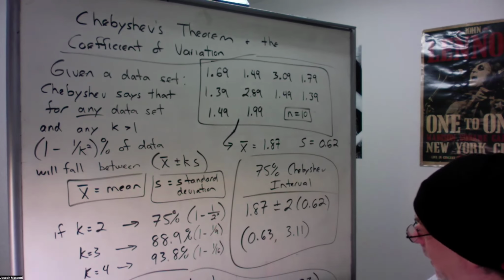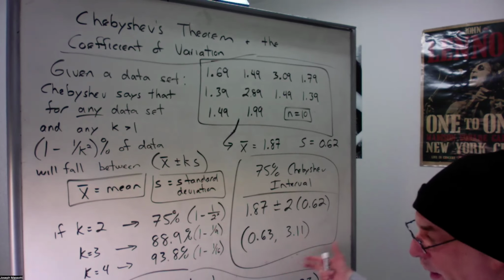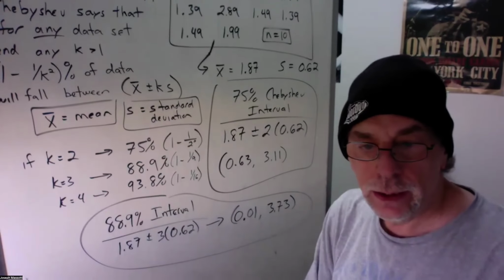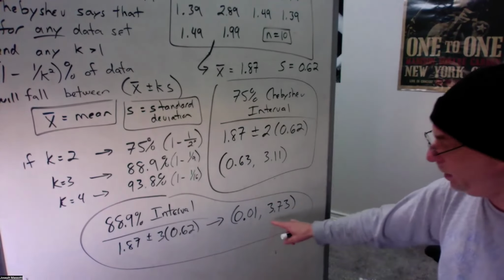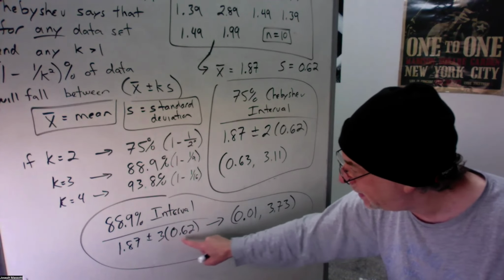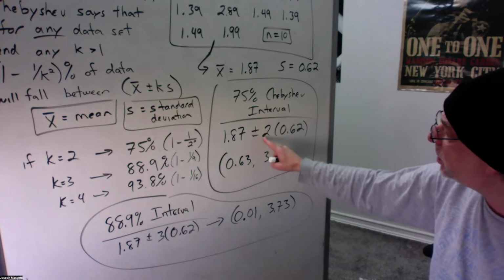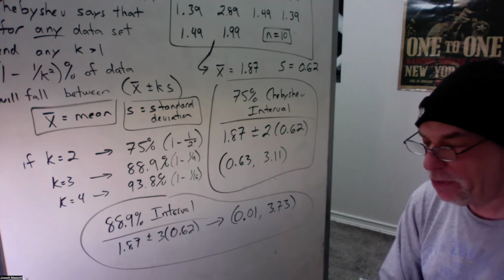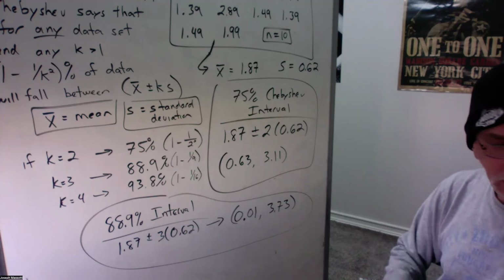Notice the lower end is lower and the higher end is higher, right? The more confidence for a confidence interval, the wider the interval has to be, right? So 88.9% interval, 3 standard deviations; 75% interval, 2 standard deviations, right? So that's how you find a Chebyshev interval.